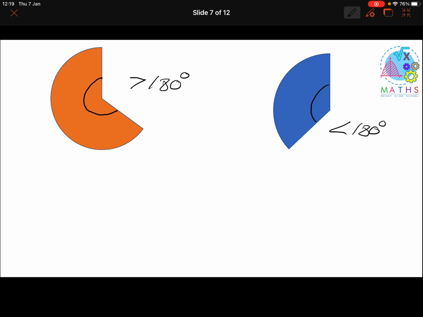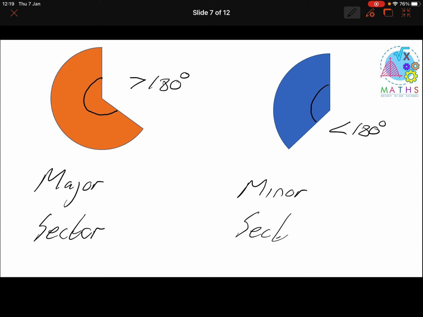Now, if your angle is larger than 180 degrees, then this here is known as a major sector. So we may have to find the area of a major sector. And you could probably guess the next one. If your angle is less than 180 degrees, then it's known as a minor sector, okay? Now, obviously, if it was equal to 180 degrees, then that would be recognised as a half circle, okay? So we are talking about something that's less than or something that's greater than, okay?